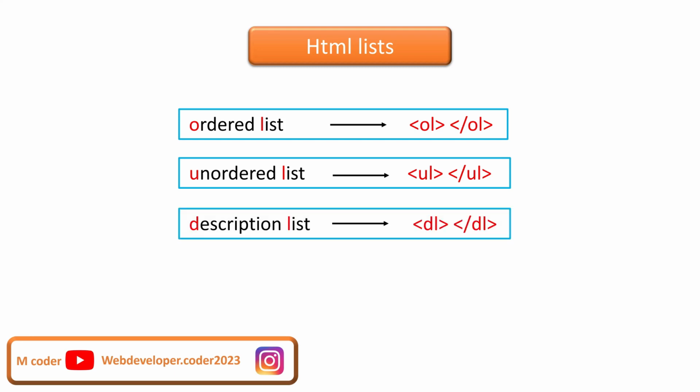The third type of list in HTML is the description list, and its tag is DL, which stands for description list. In total, we have three types of lists in HTML: ordered list, unordered list, and description list. We will get to know the first two in this session, and the third will be taught in the next session. Well, let's go to VS Code to see how these elements can be used.